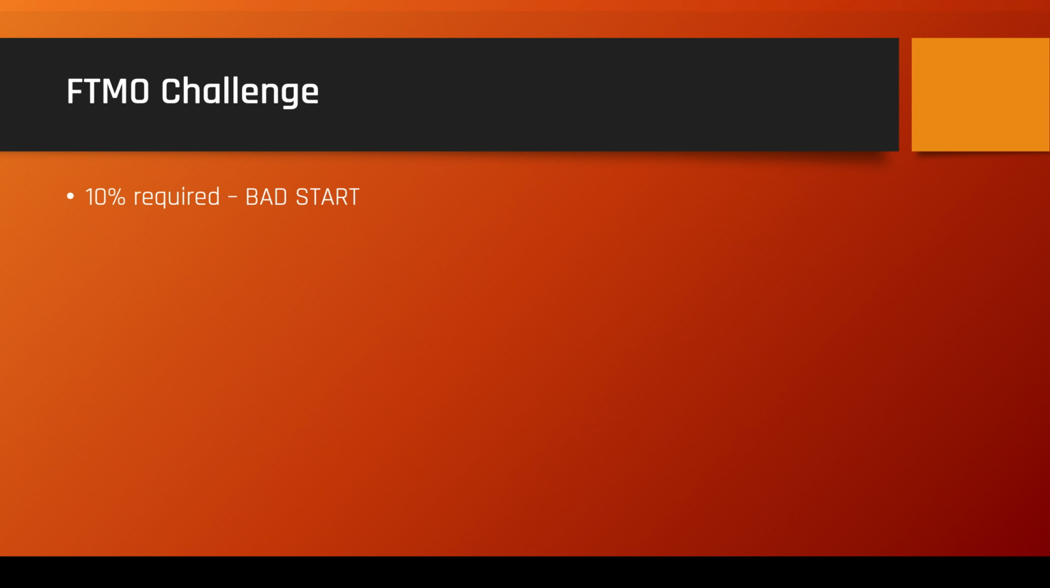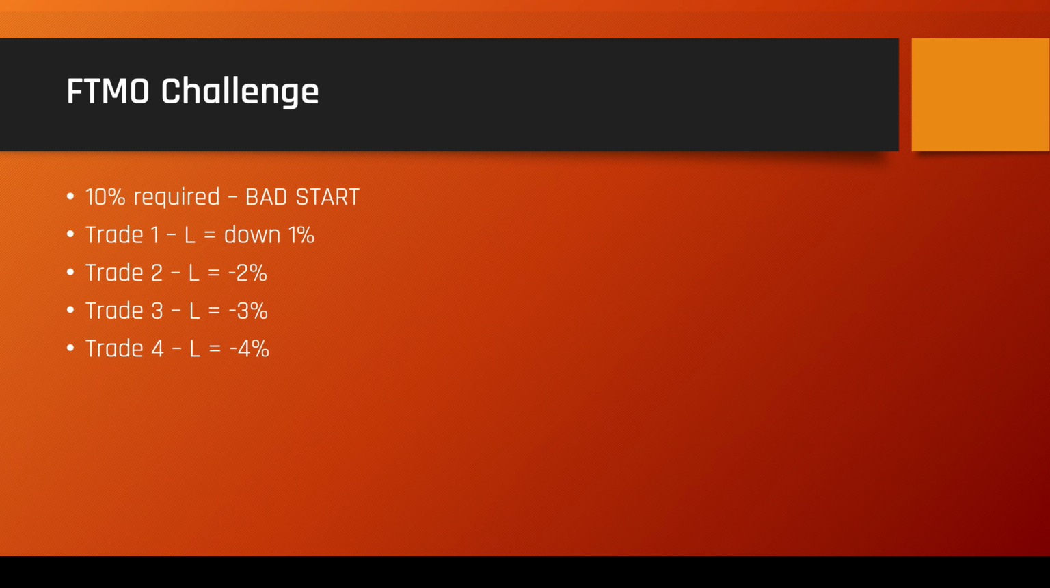So let's say, obviously, the first stage of the challenge is you have to get 10% of that account balance, and we're going to go with a really bad start. Yeah. So let's say trade 1 we lose, we're down 1%. Second trade we lose, down 2%. Third trade we lose, we're down 3%. Trade 4 we lose, and we now are in a position of -4%.